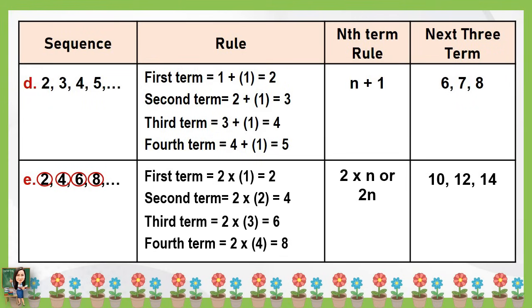That is 2 times 5 equals 10. 2 times 6 equals 12. And 2 times 7 equals 14. For example number 2, the terms in the sequence are 2, 5, 8, 11.